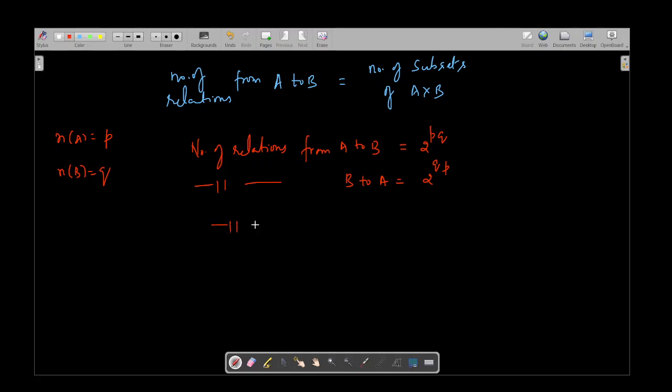The number of relations that can be generated from A to A is 2 power P into P, or we can write this as 2 power P square. The number of relations that can be generated from B to B is 2 power Q into Q, or 2 power Q square. So with this we can solve some problems.